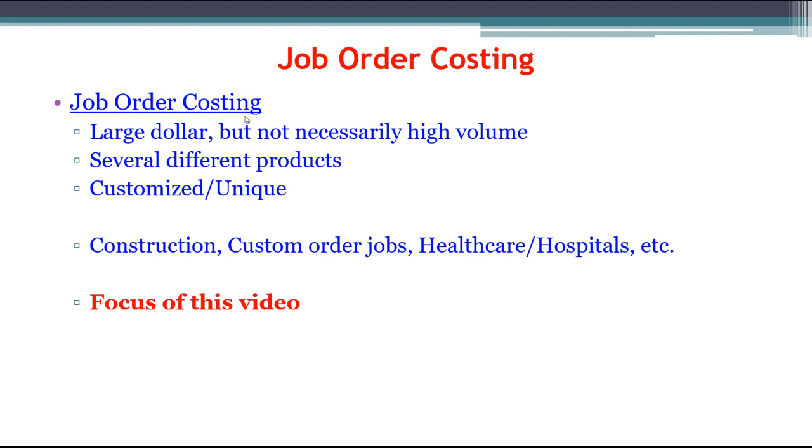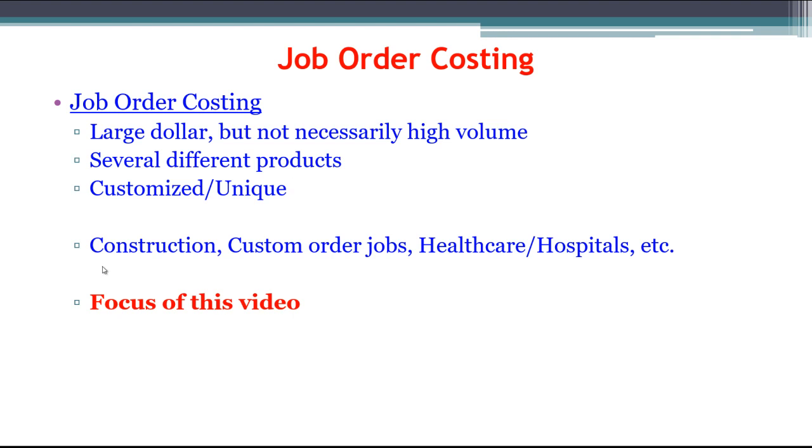For example, for job order costing, which again is the focus of this video, we're generally talking about relatively larger dollar items, not necessarily high volume, and they tend to be lower volume. They're not mass produced, for example. And generally you're going to have several different products that you're talking about. It's not a bunch of the exact same product. They tend to be customized or unique, which means that job A will be different than job B, or product A will be different than product B, cost-wise.